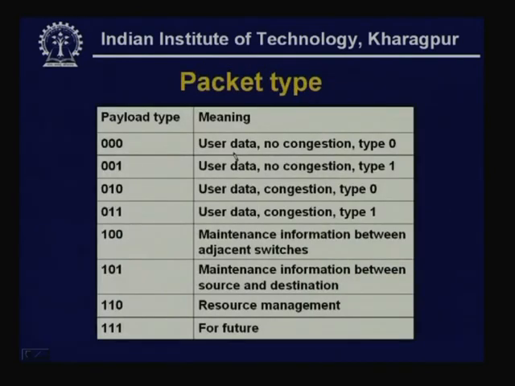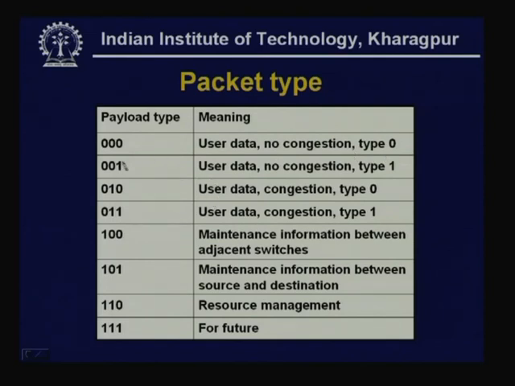So, the meaning is explained here. For example, if it is 000, the most significant bit specifies whether it is user or management data. If it is 0, then it is user data, but again user data can be of two types, type 1 or type 0, depending on the least significant bit, and the middle bit is used to specify the congestion. So, whenever it is 000, it is user data, that means that the cell corresponds to a user, and there is no congestion in the network, and it is a type 0 payload.